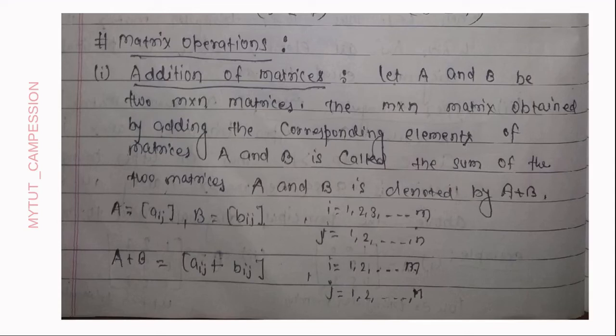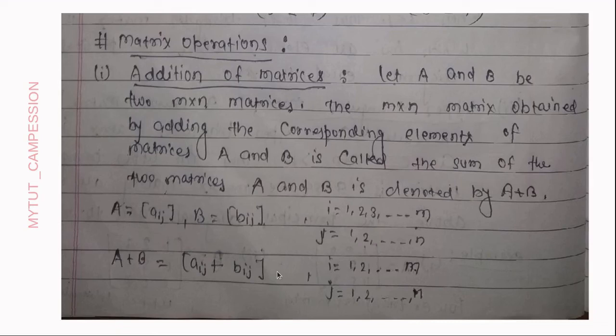Let A and B be two matrices, say of m cross n order. Then the m cross n matrix obtained by adding corresponding elements of matrices A and B is called the sum of the two matrices A and B, denoted by A plus B. Now suppose A equals Aij, m cross n, and B equals Bij, m cross n, where i equals 1 to m and j equals 1 to n. Now A plus B gives Aij plus Bij.